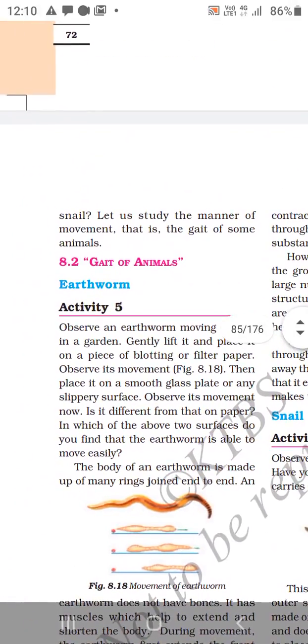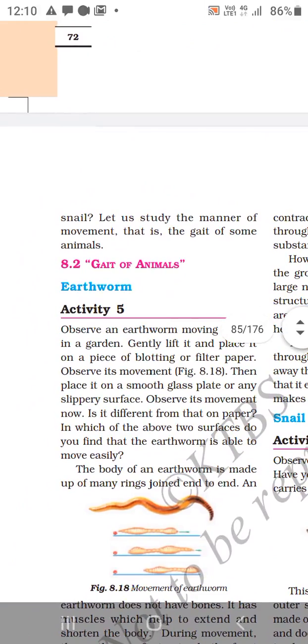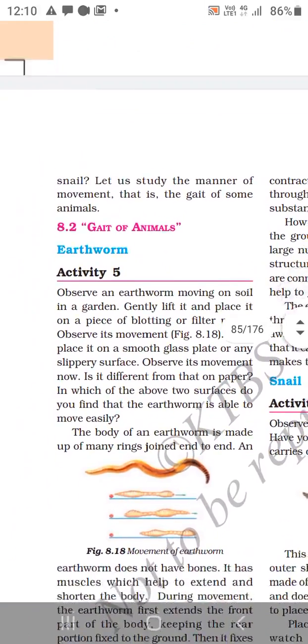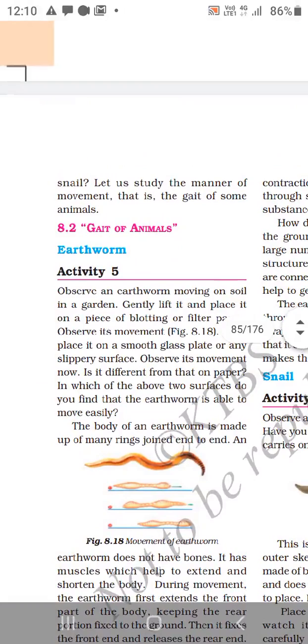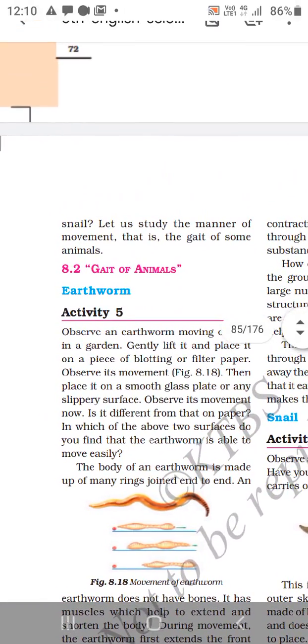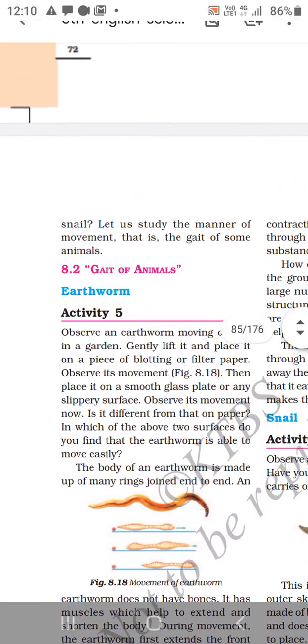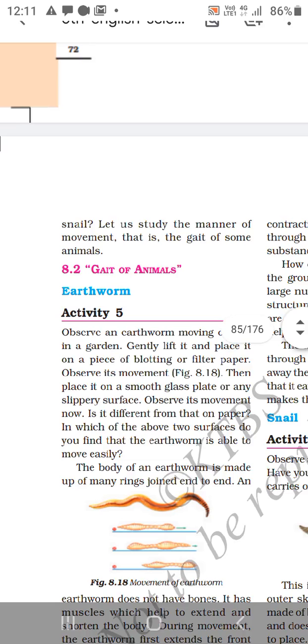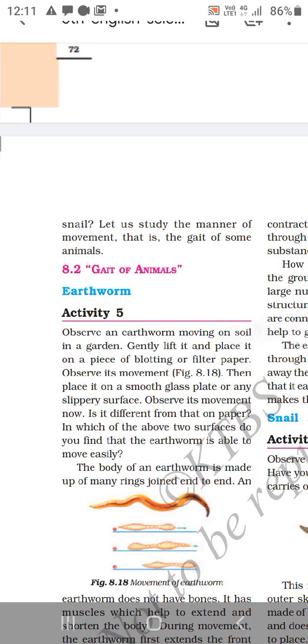So, the gait of animals. Observe an earthworm moving on soil in a garden. Gently lift it and place it on a piece of filter paper. Observe its movement. Is it different on the paper? The earthworm is able to move easily.